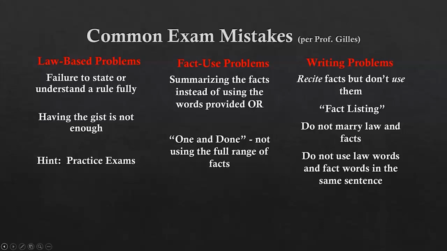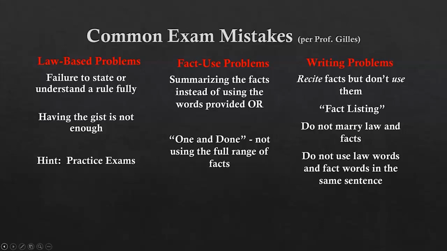And so one way to test this when you're doing the back end work with your practice problems is that when you're checking to see if you used the full range of facts, every time you use a fact in your answer, highlight it in the fact pattern. And when you're done, almost every single sentence should be highlighted. And if not, then you may be suffering from a one and done, or perhaps two and done problem. And see how you really could have used the full range of facts to rack up some additional points.